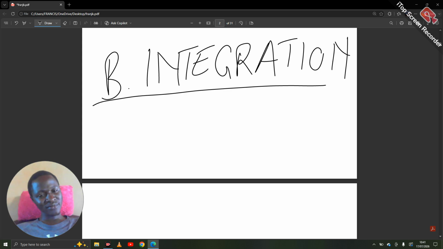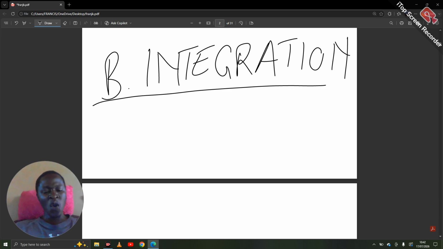Integration. This is the reverse of differentiation. Just like a car can move forward, the car can also reverse. So you are being taught how to drive forward, and at the same time, you will be taught how to reverse the car. Just like I've said, integration is the reverse of differentiation.